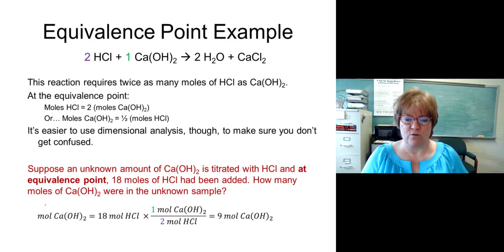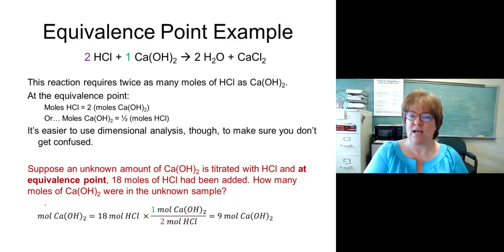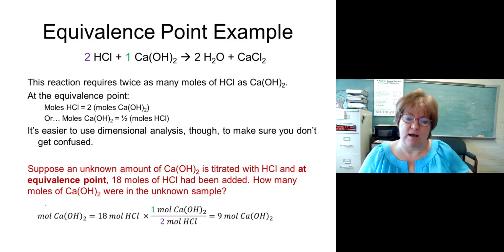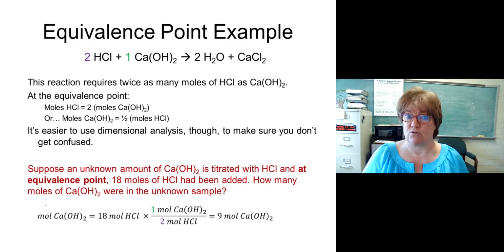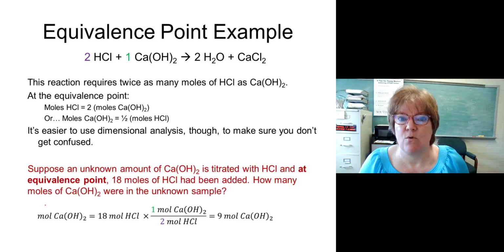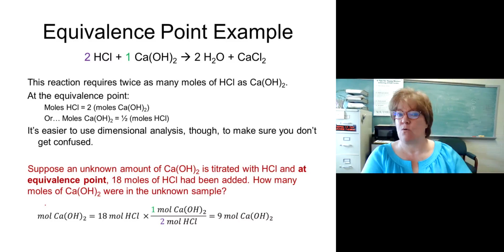You start with the one you know. So for instance, if I had calcium hydroxide titrated with HCl, and at equivalence point, I know that I had 18 moles of HCl in the flask, then I could figure out how much calcium hydroxide had been in the flask. So 18 moles of hydrochloric acid, and HCl is what I'm starting with, so I want that coefficient on the bottom of the conversion factor and the 1 for the calcium hydroxide on the top. I have 9 moles of calcium hydroxide. Then I could go on to do more calculations knowing the moles.